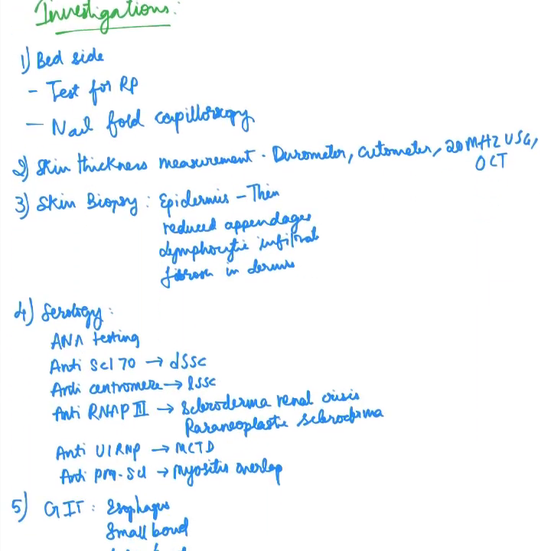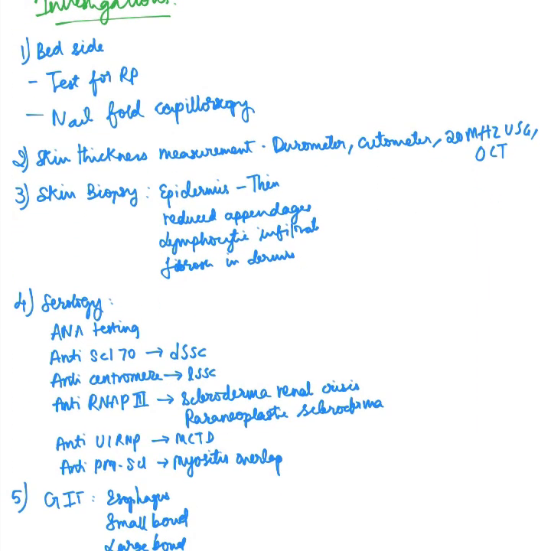Coming to investigations, bedside investigations would be to test for Raynaud's phenomenon in the form of a provocation test or even a nail fold test or cold challenge test. And then nail fold capillaroscopy, which is a very important investigation in systemic sclerosis. It shows disorganization of the nail fold capillaries. There are giant capillary loops, vascular dropouts, hemorrhages and angiogenesis, and even some avascular areas.